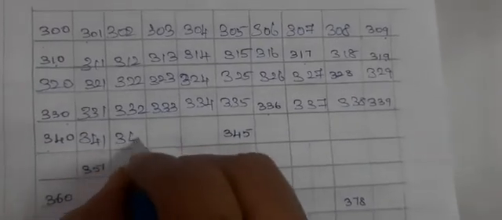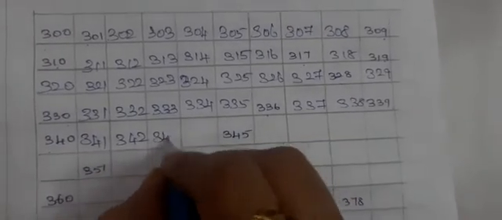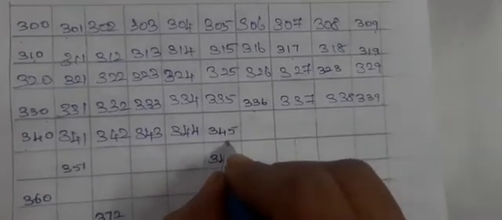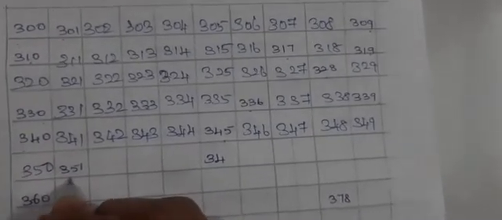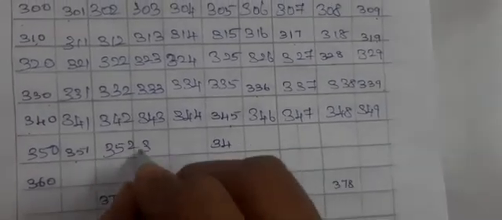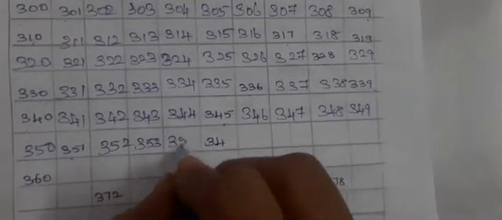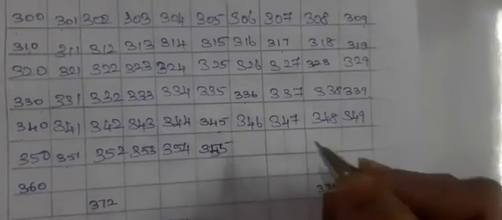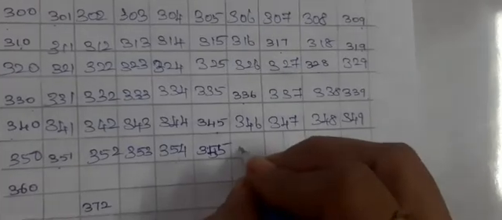341, 342, 343, 344, 345, 346, 347, 348, 349, 350. They have given 351. So the next number is 352, 353, 354, 355 they have given.